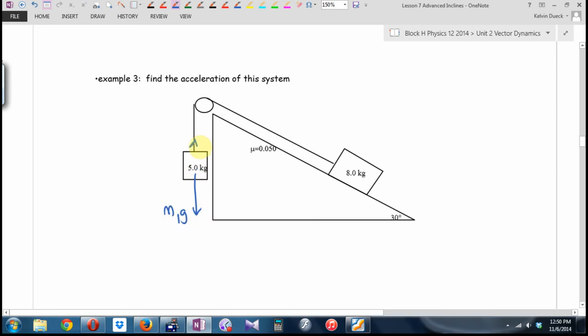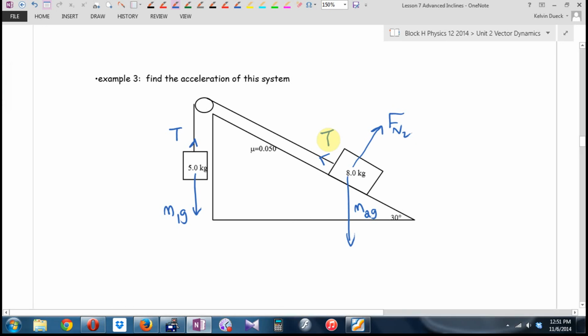M1G, tension. What are the forces acting on the big mass? M2G, normal force number 2, tension. Friction? Yeah. Which way?